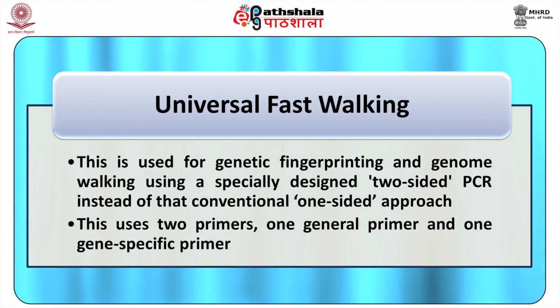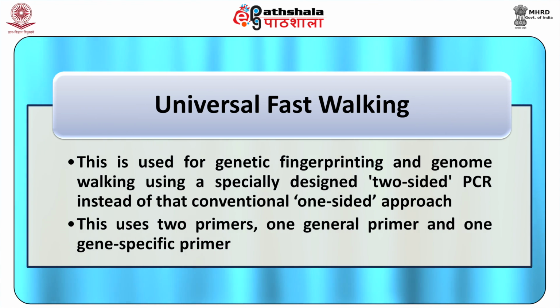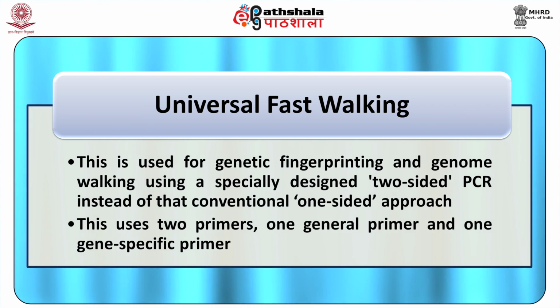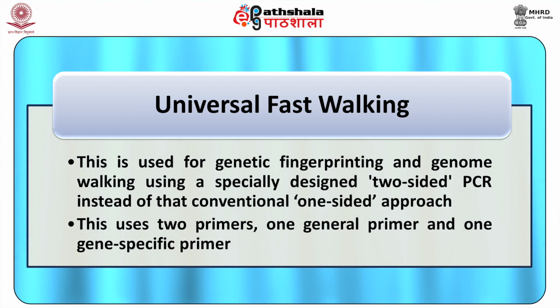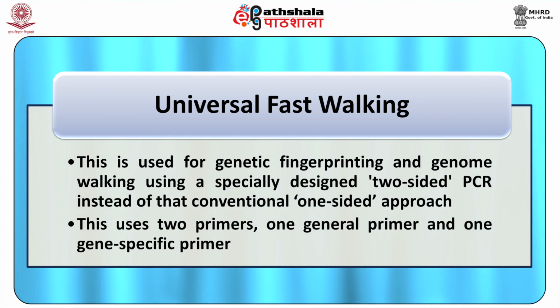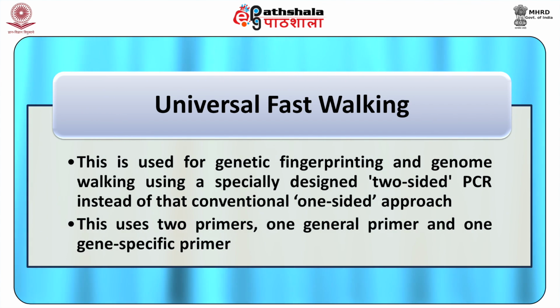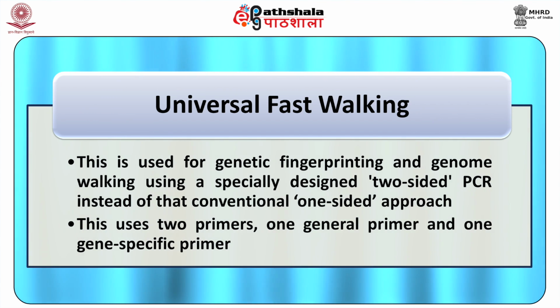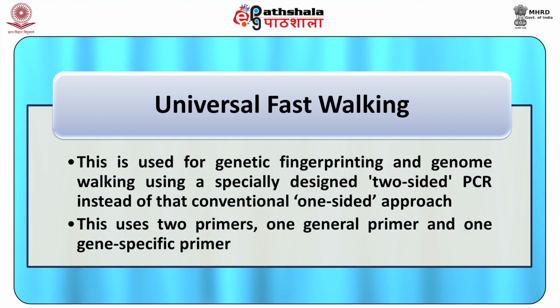Universal fast walking. This is used for genetic fingerprinting and genome walking using a specially designed two-sided PCR instead of the conventional one-sided approach. This uses two primers, that is, one general primer and one gene specific primer.